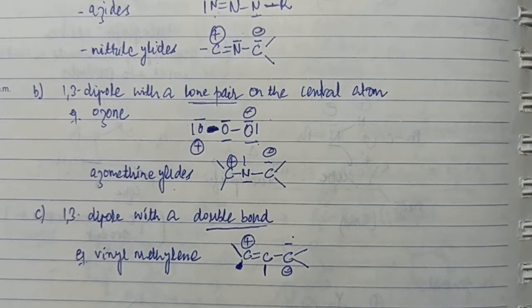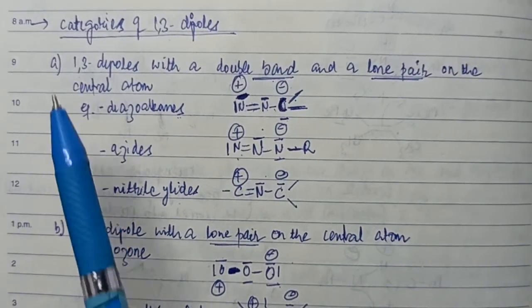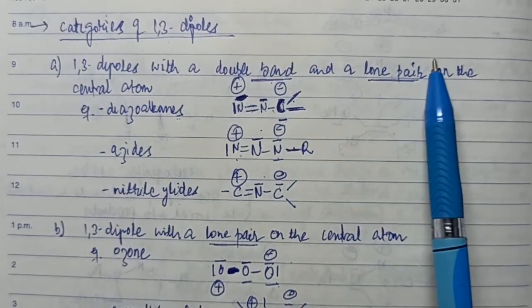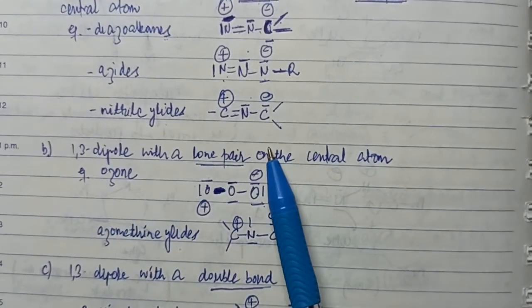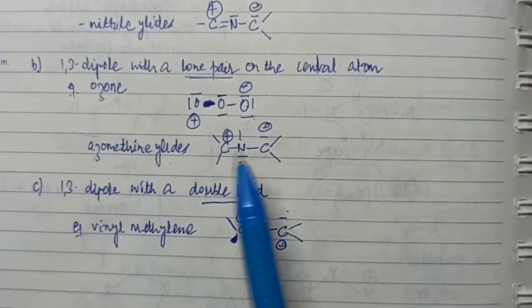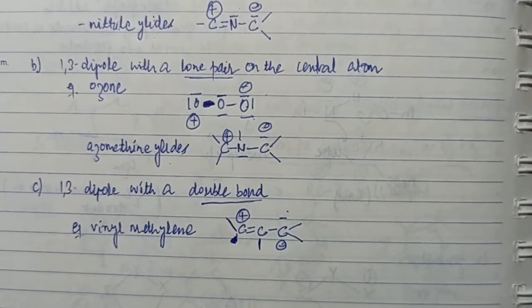So we have discussed 3 categories of 1,3 dipole. First, 1,3 dipole which has a double bond and a lone pair. Second, 1,3 dipole which has a lone pair and no double bond. Third, 1,3 dipole in which there is a double bond and no lone pair present.